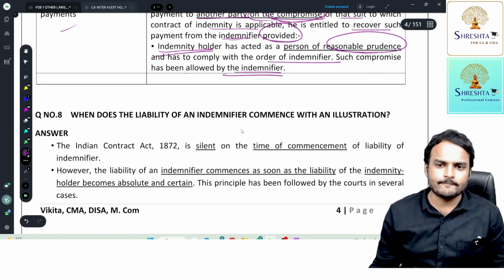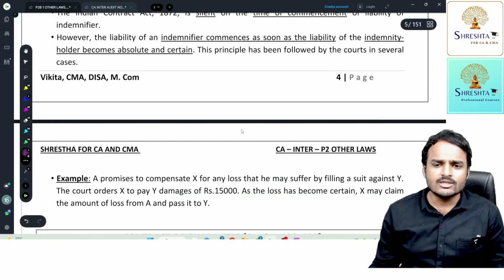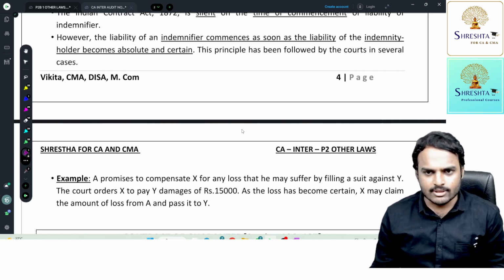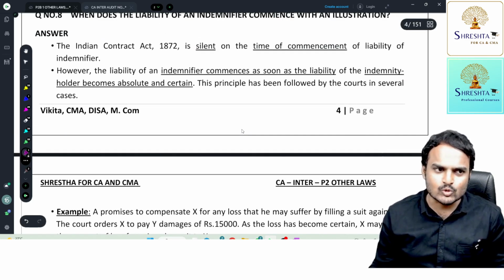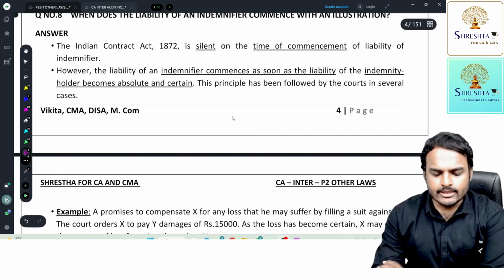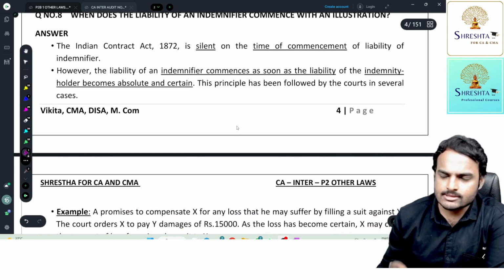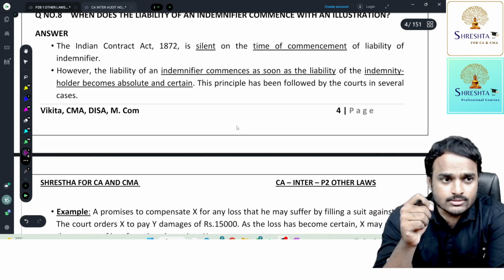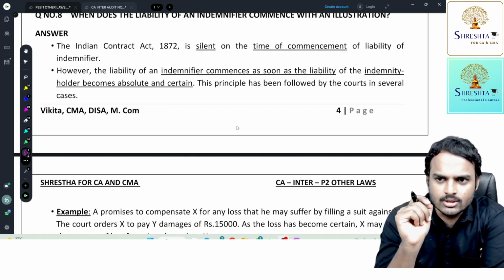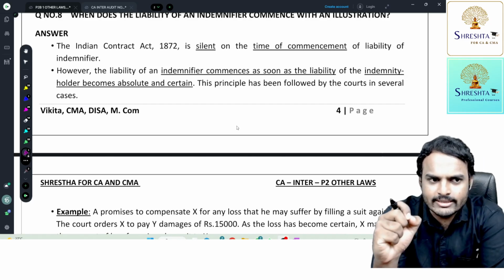Next one, when does the liability of the indemnifier commence? With an illustration. With this illustration, you can get to know that example also. Just now I left one example, right? You'll understand that example once I complete this question. The Indian Contract Act 1872 is silent on the time of commencement of liability of the indemnifier. So I told you, when the indemnifier's liability gets commenced, I think 30 minutes back I told you. The triggering point is loss, it is correct.